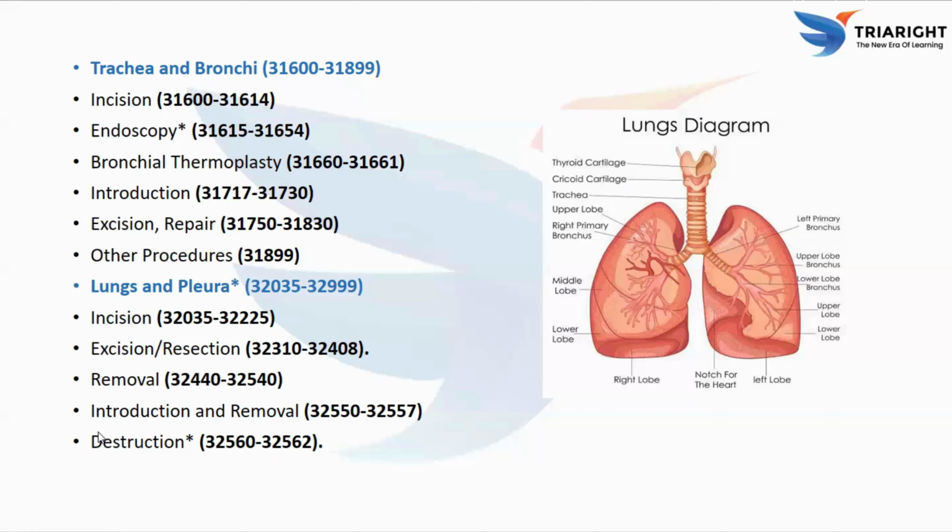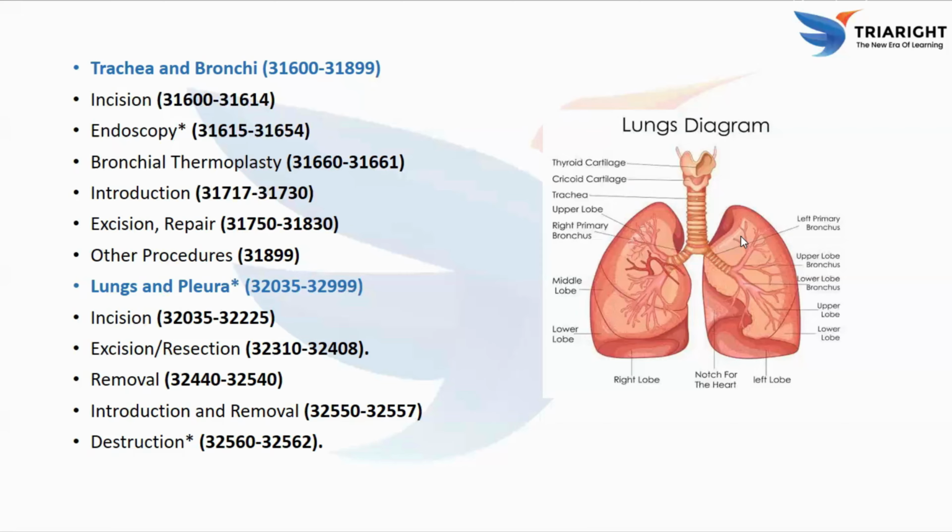Introduction and removal covers placement and removal of devices, for example, chest tubes and pleural catheters. Many are bundled into the larger procedures. And the next subsection is destruction, 32,560 to 562. Destruction involves destroying the tissue within the lung and pleural layers. The methods used are chemical and thermal. For example, pleurodesis is used to prevent recurrent pleural effusion.